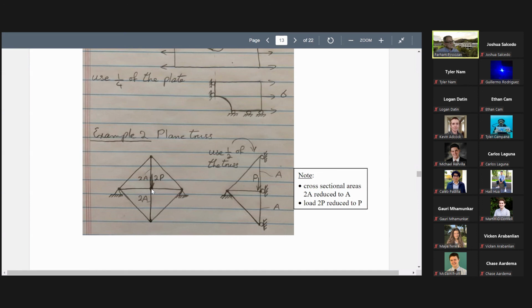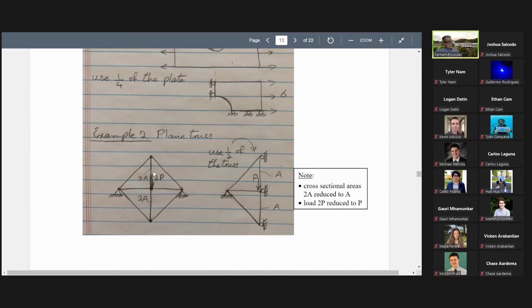On the other hand, if this node comes down, this node also comes down, which makes this element and this element in tension. So from the loading point of view, if you apply this load here, these two members will be in compression, and these two elements will be in tension.